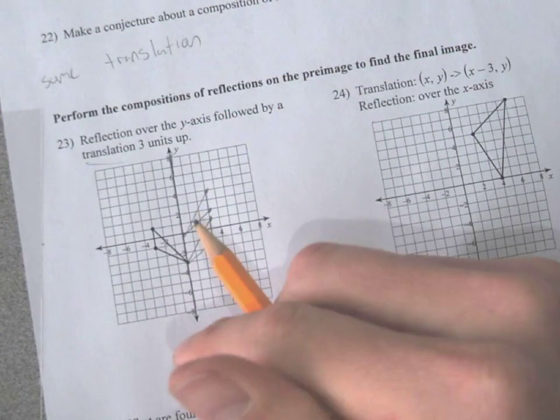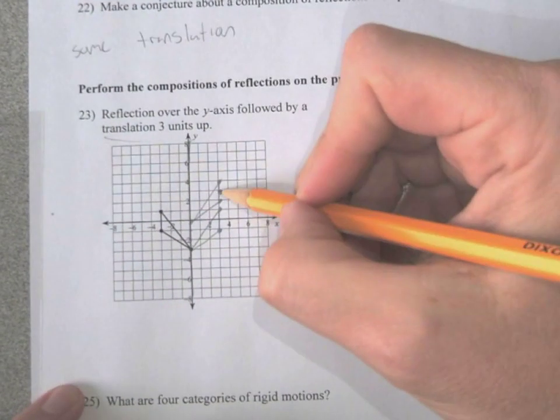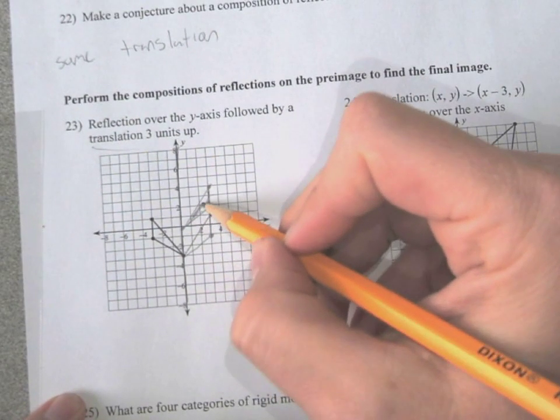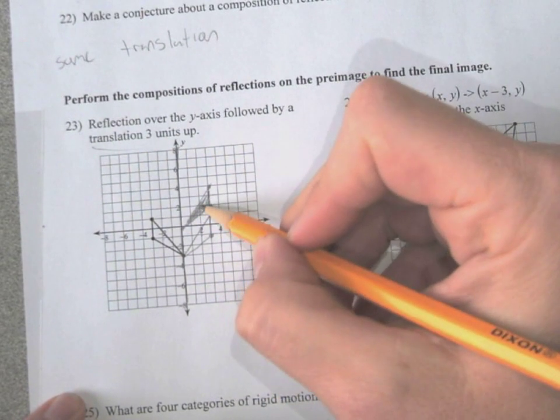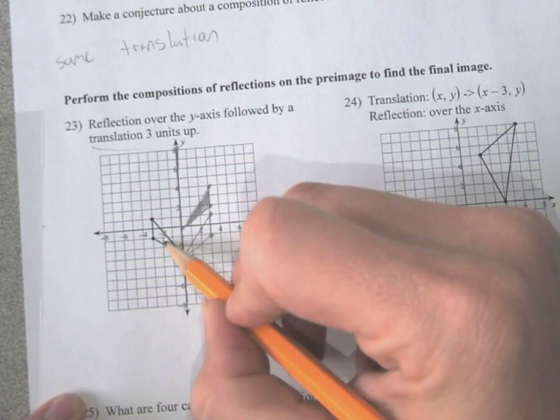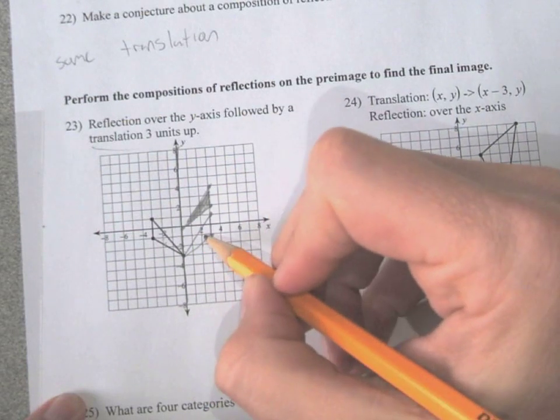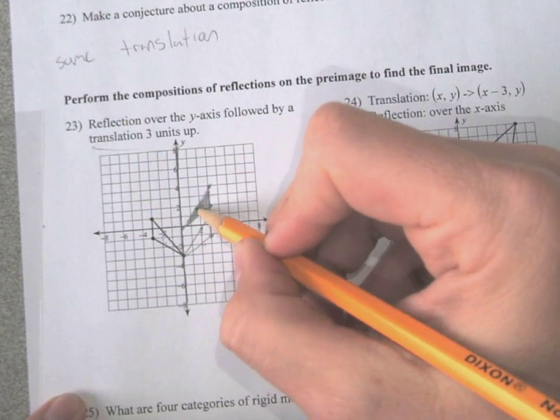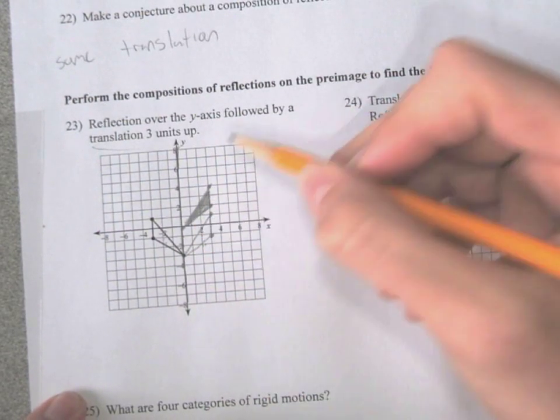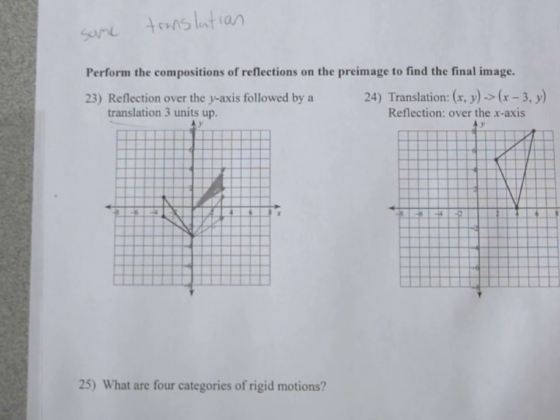But this guy's our final. And since it's our final, maybe this is a good idea. You can go in and shade your final so that I know this is the ending point. So pre-image to image, then this becomes the pre-image and this is the final image. Cool. All right.